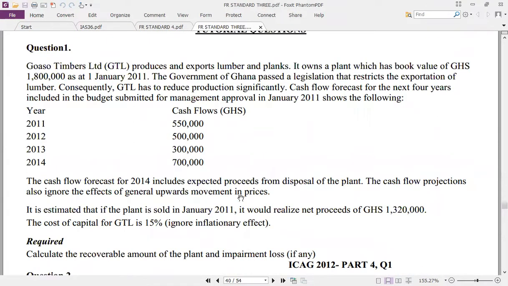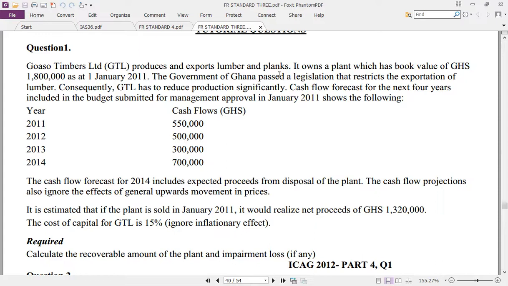Let's look at something in here. It reads like this: Gosu Timbers Limited produces and exports lumber and plants. It owns a plant which has a book value of 1.8 million cedis. Book value means carrying amount. So this examiner is very good, you are not going to calculate any carrying amount. In some questions, you have to calculate the carrying amount yourself. Good, so take notes. How to calculate the carrying amount is not a big deal: get the cost, get the accumulated depreciation, take it off and get the carrying amount as of the date of the impairment test. The impairment test was on 1st January 2011. So we need the carrying amount as of that date, and you've given it to us.